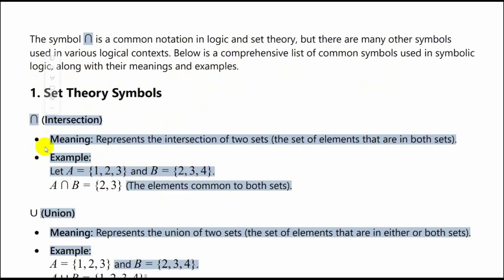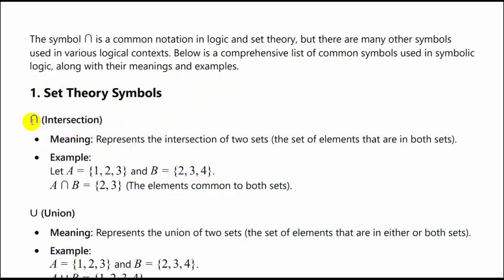This symbol means intersection. It's very simple if you understand it through an example. Let us say we have two sets, set A and set B. What is common in both sets is the intersection. So A intersection B is equal to the set containing 2 and 3, meaning 2 and 3 are common in both of them.